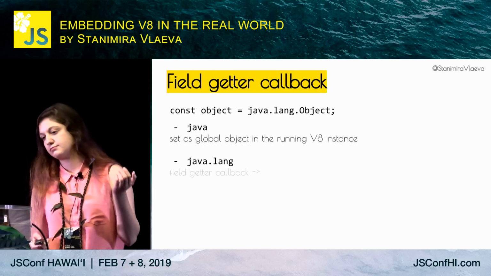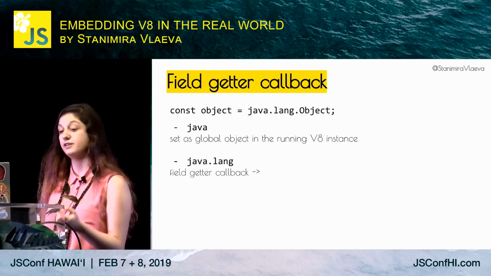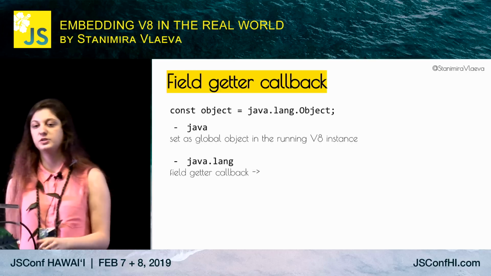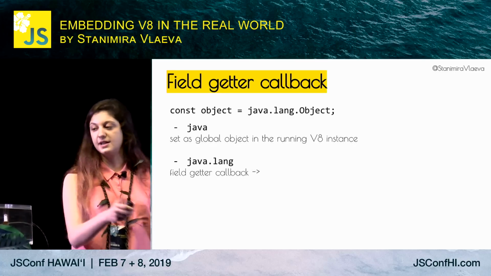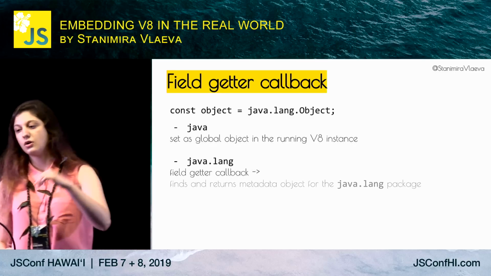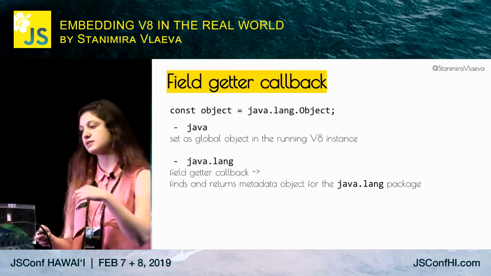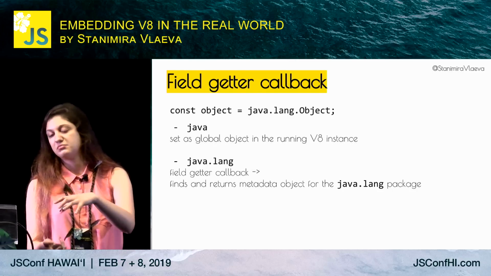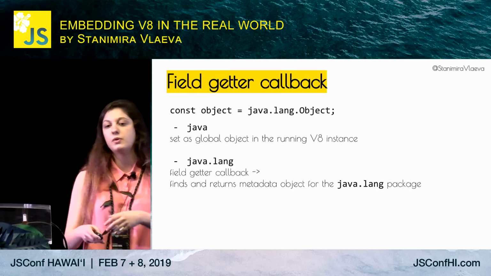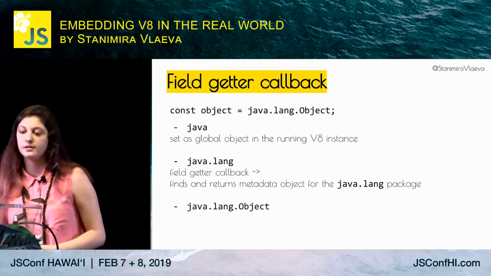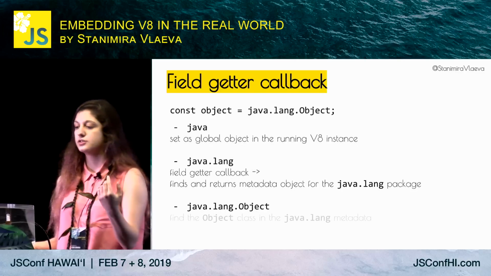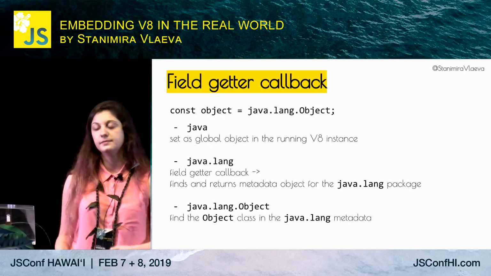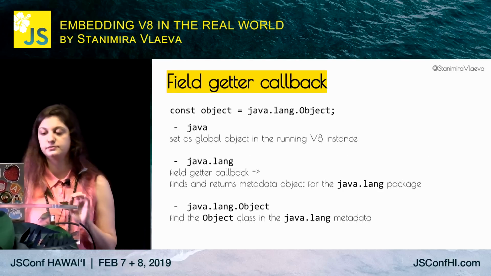java.lang is actually where the field getter callback is attached. So whenever someone calls java.lang from the JavaScript world, we trigger that field getter callback, and the callback finds the metadata inside the java.lang package and returns what is exactly there in that package, what we can use. And finally, java.lang.Object just returns the Object class from the java.lang metadata, kind of.